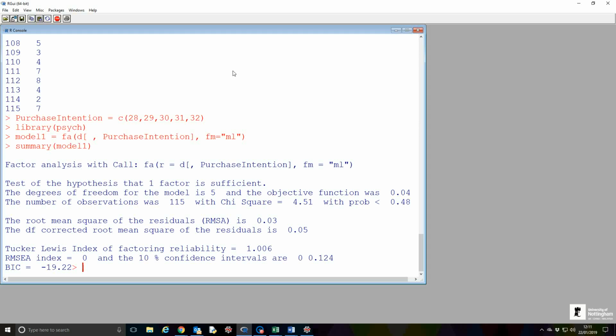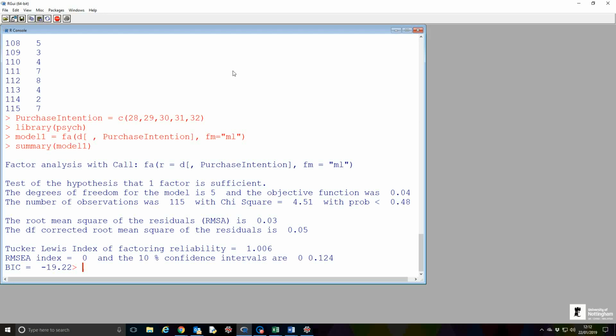So the Tucker-Lewis index gets different values. The current value is 1, which is really good. And then what would be a bad Tucker-Lewis score? So the lower the TLI, the worse the fit between the variables is.